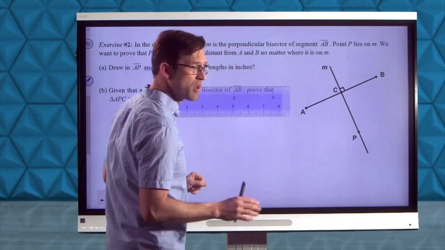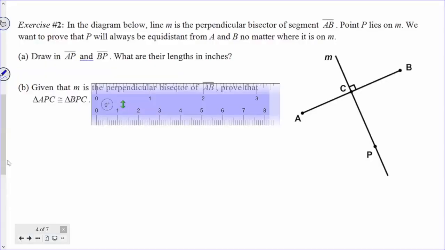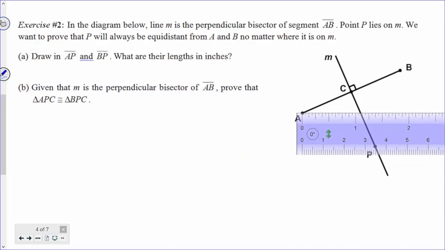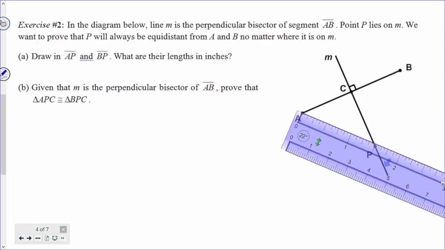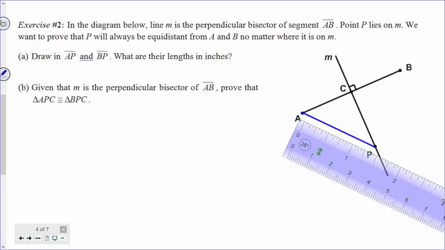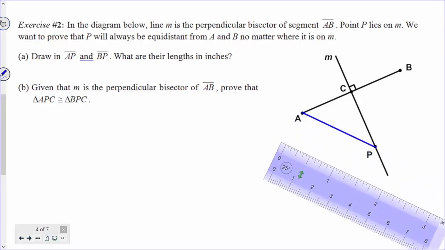All right, let's take a look at what the problem asks us to do. It says draw in AP and BP. What are their lengths in inches? So, take your straight edge out and let's draw in this segment. And we might as well measure it at the same time. That is 1.5 inches.